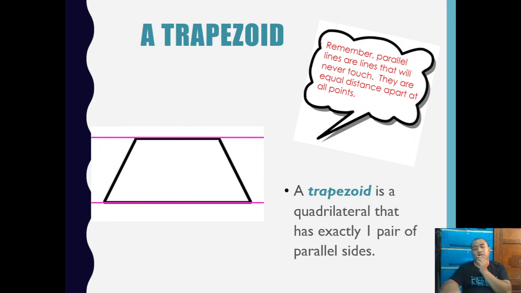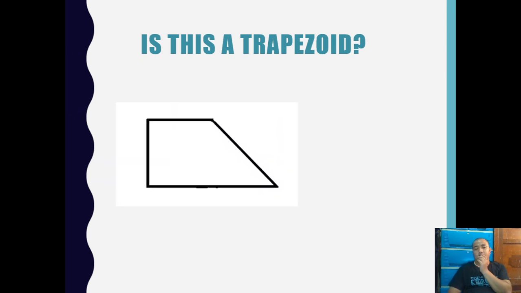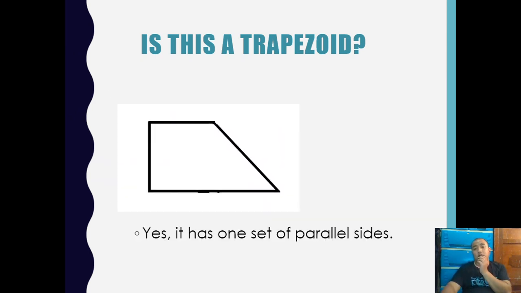Ayan. Linya ng pink, yung upper base and lower base are parallel. There's only one pair of parallel sides. Is this a trapezoid? What do you think? Yes, it has one set of parallel sides: the upper base and the lower base.